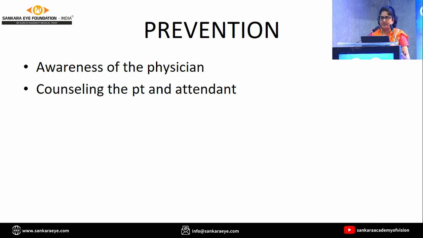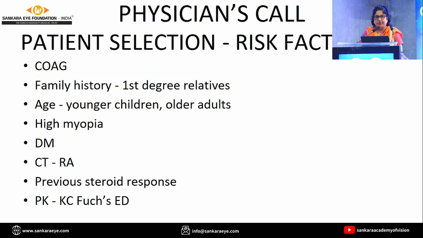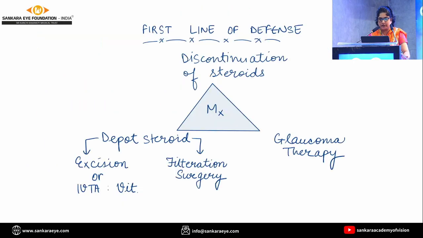Always prevention is better than cure. The physician should be aware of the patient's underlying conditions and then counsel the patient, and if the patient is a child, counsel the parents very thoroughly. Before starting any steroid treatment, the physician should take the history of primary open angle glaucoma in the family, younger children, high myopia, uncontrolled diabetes or hypertension, rheumatoid arthritis, previous history of steroid responsiveness, or Fuchs disease. These things we need to take into consideration before starting steroid.